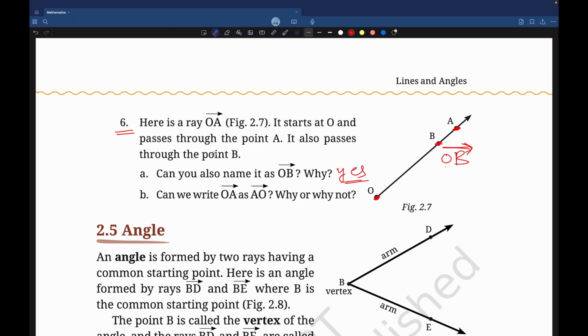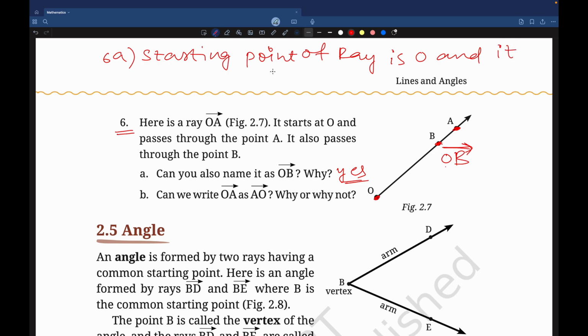Yes. The reason for 6A is the starting point of the ray is O and it extends endlessly in the direction of B.